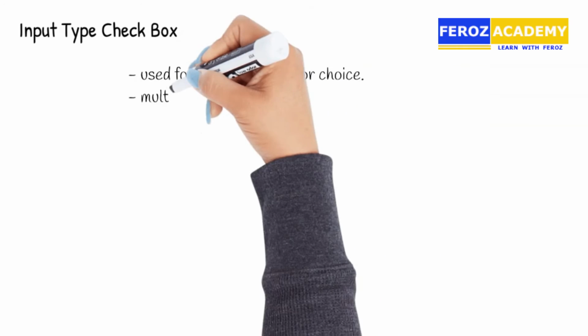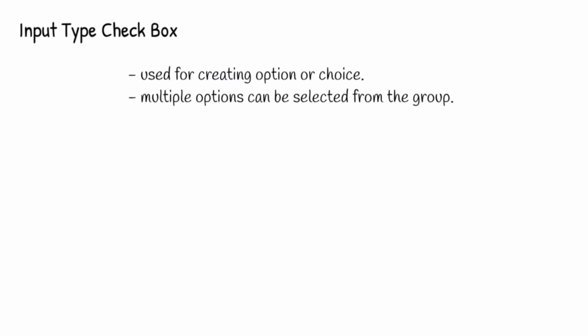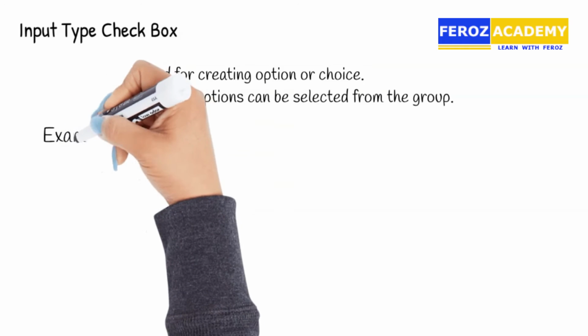Unlike input type radio, input type checkbox allows you to create options or choices where you are allowed to select more than one option.